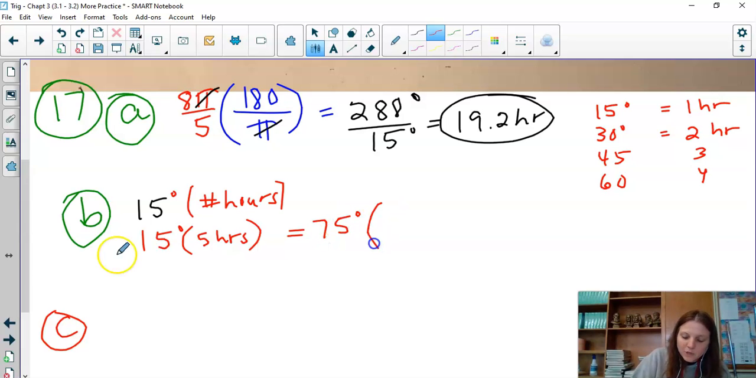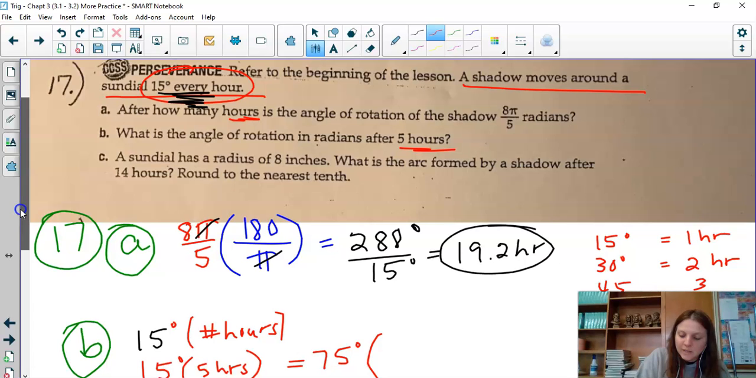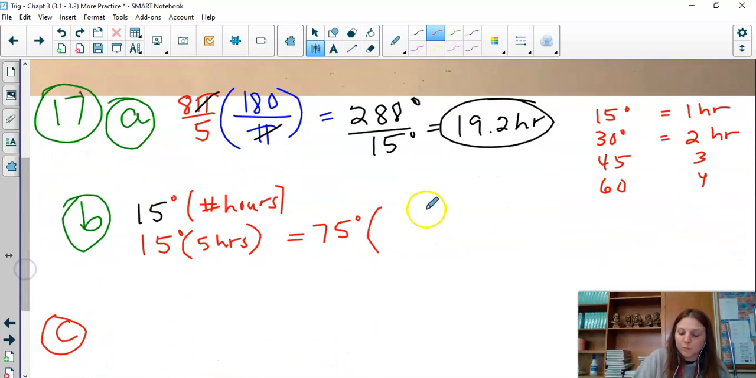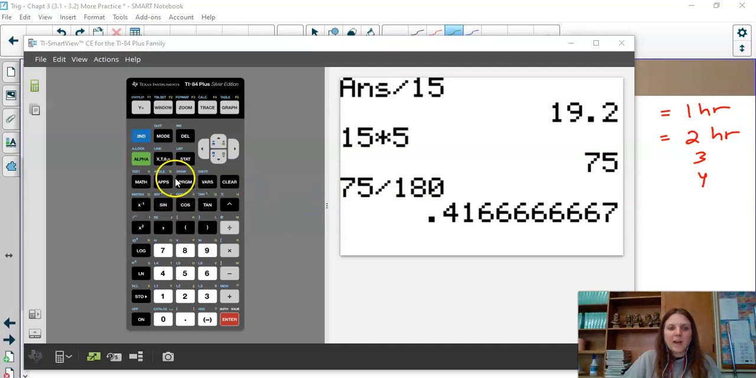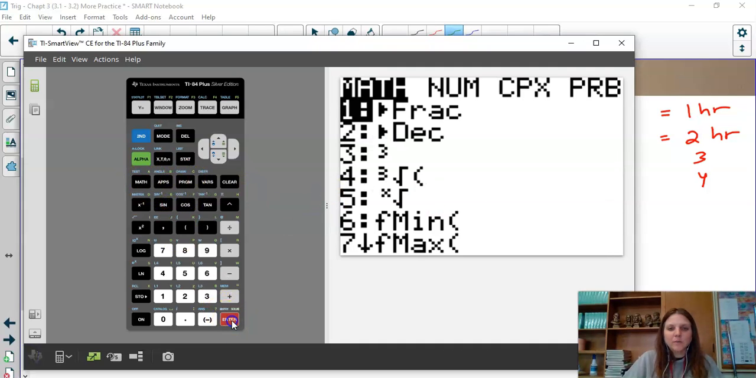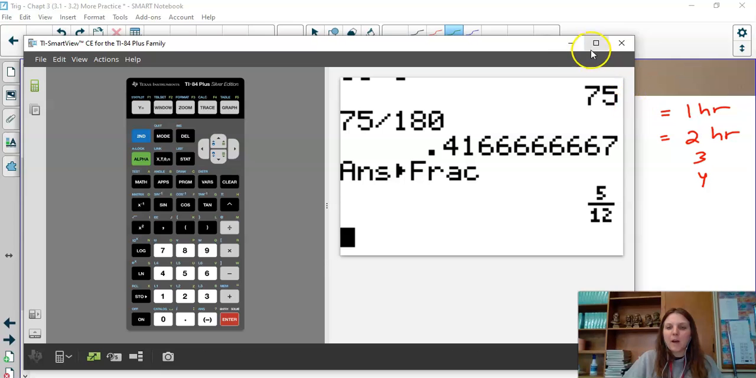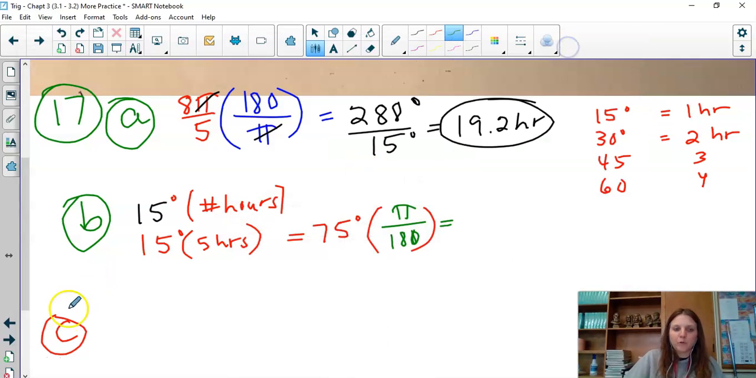Now, the question, though, isn't asking for the number of degrees. It's asking for the number of radians. So you're going to need to change it into radians. You want to leave the answer in terms of pi. So what I'm going to do is I'm going to take the 75 and divide it by 180. And then I'm going to reduce it in the calculator. To reduce, you can divide and then hit math, enter, enter. And you see that I get 5/12, 5 pi over 12.